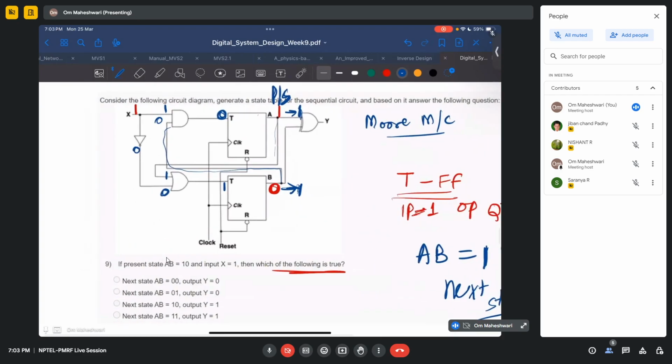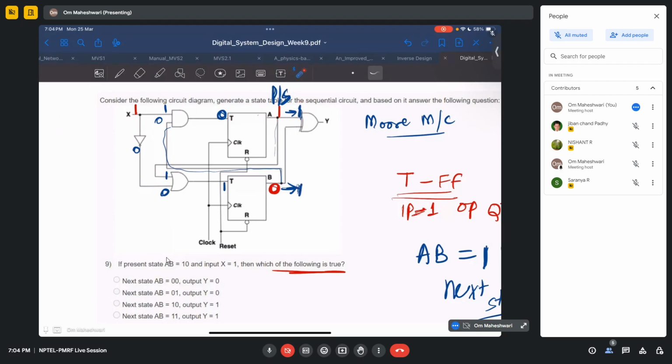अभी यही तो एनालाइज किया ना हमने. So your input was 1, your present state is 1 and 0. This is present state, right? We have to tell first कि next state क्या होगा. Next state, and we have to tell the output. Output is the current output. So current output will be 1 and 0. Present state का XOR, that is 1, and next state will be this 1 and 1.